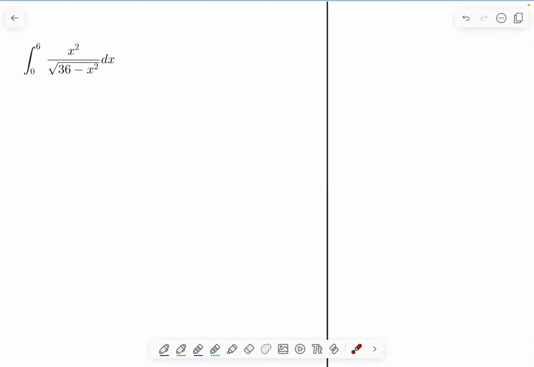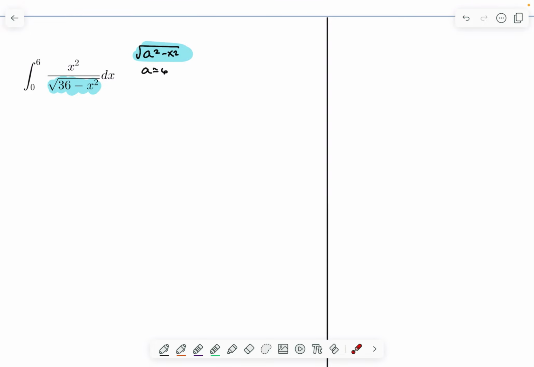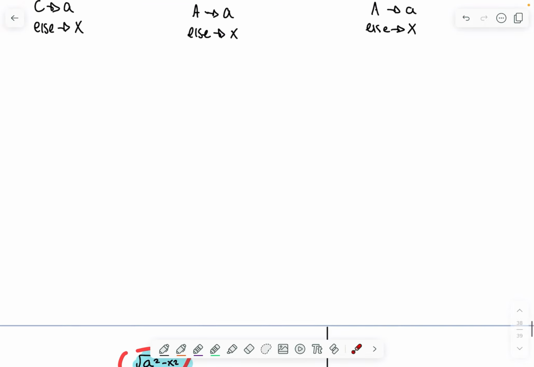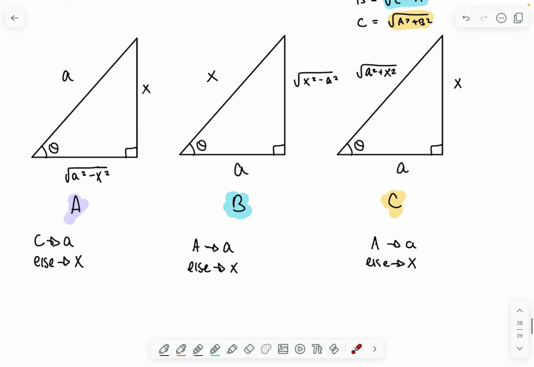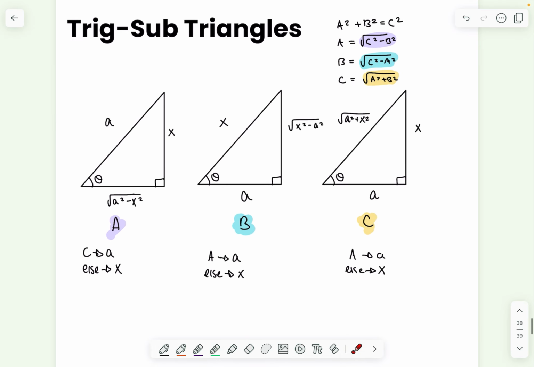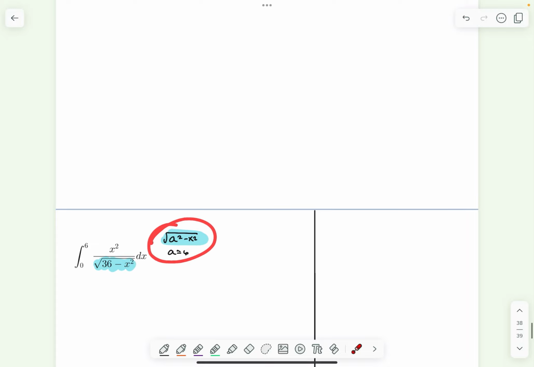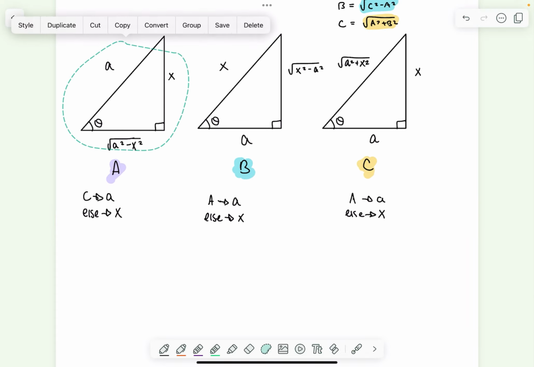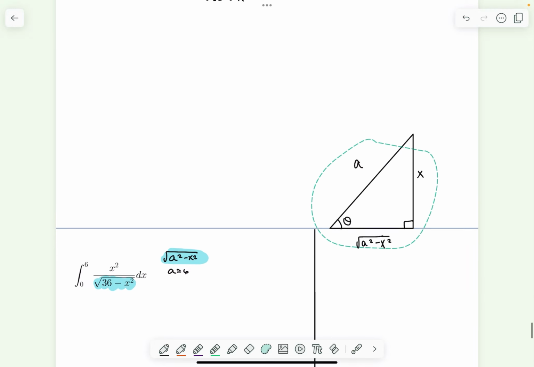And so in this case, it looks to me like this is more like an a squared minus x squared type of problem, where a is equal to 6. So 6 squared is going to give us 36. Then you take this and you go to the back sheet of your exam, because this is where I put my triangles, and I look at which one of my triangles contains that, and it's this one. This one contains the a squared minus x squared right here. So then I'm going to take this triangle and put it over here on the side of my paper.